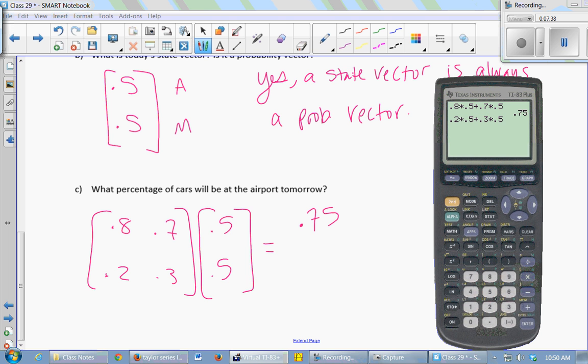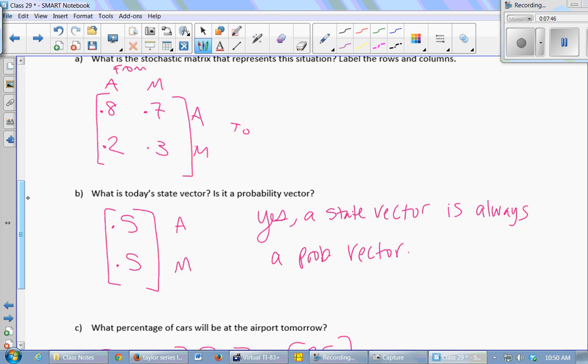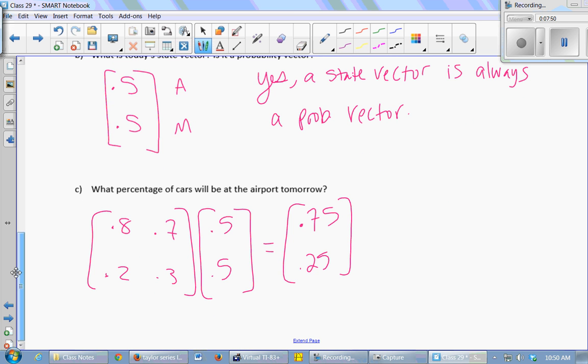Hang on, I'll look. 0.25. I'll scroll back up. So, nope, that's right. So this is, again, airport, Main Street. It's always going to be airport, Main Street. So what percentage of cars do we expect to be at the airport? 75%.